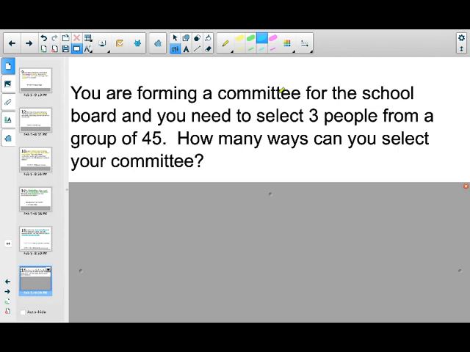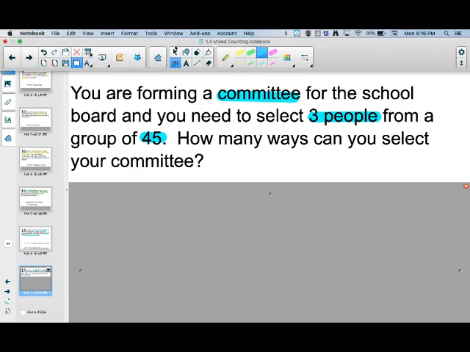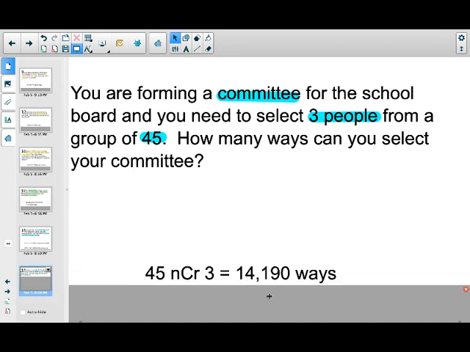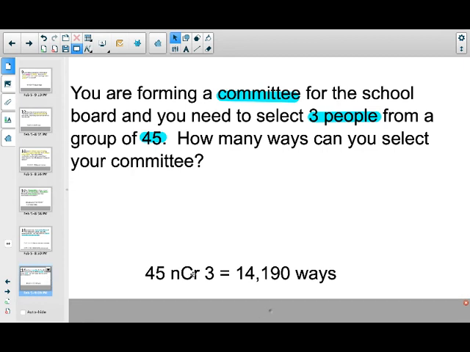Next one here, you're forming a committee for the school board. Committee is a key piece here. You need to select 3 people from a group of 45. How many ways can you select your committee? Well, when we see that word committee, similar to the word group, that's telling us they're just part of that thing. The order does not matter that they get picked in. So this is going to be an nCr problem. We go here, 45 is our large group, nCr 3, and we should get 14,190 ways.